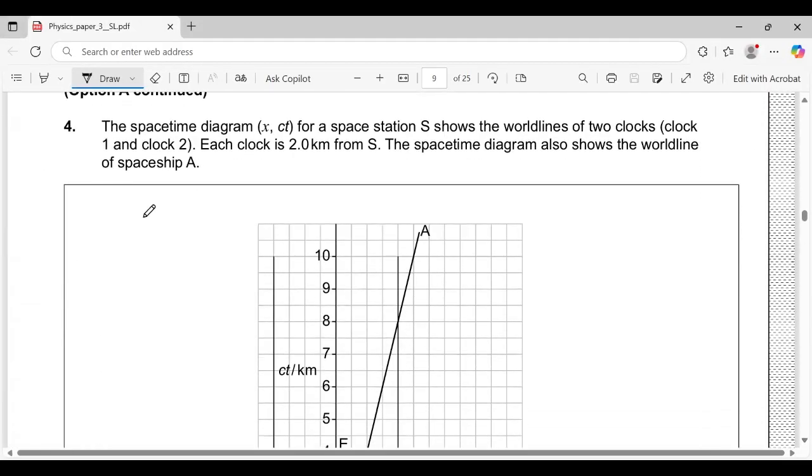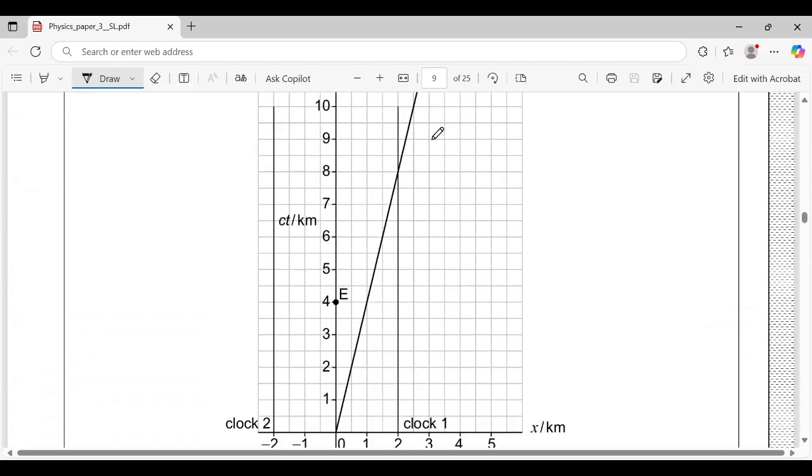Number 4. The space-time diagram, x against ct, for a space station S shows the world lines of two clocks, clock 1 and clock 2. Clock 2 is 2.0 kilometers from S. The diagram also shows the world line of spaceship A. This is the spaceship A line, this is clock 1 and this is clock 2. Spaceship A and clock 1 intersect here, at 2, 8.